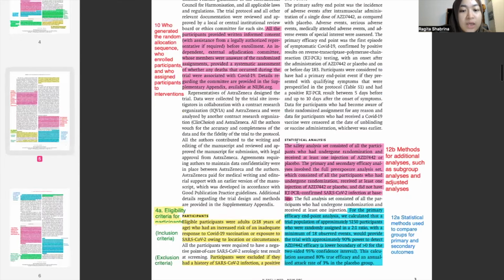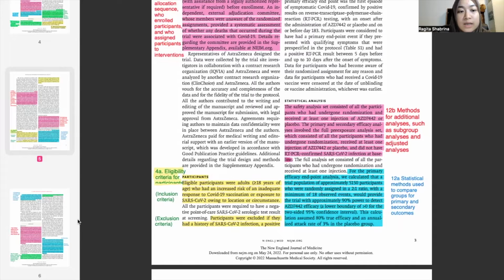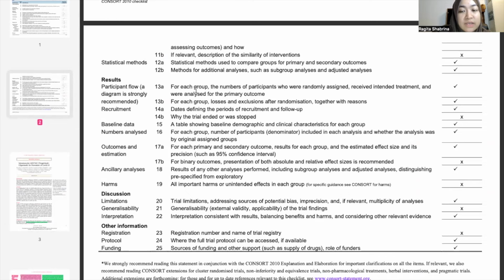Next, for 12B, the definition is methods for additional analyses, such as subgroup analyses and adjusted analyses. See the purple highlight: the safety analysis set consisted of all the participants who had undergone randomization and received at least one injection of AZP7442 or placebo, and didn't have RT-PCR confirmed SARS-CoV-2 infection at baseline. Next, for 13A, the definition is for each group, the numbers of participants who were randomly assigned, received intended treatment, and were analyzed for the primary outcome.